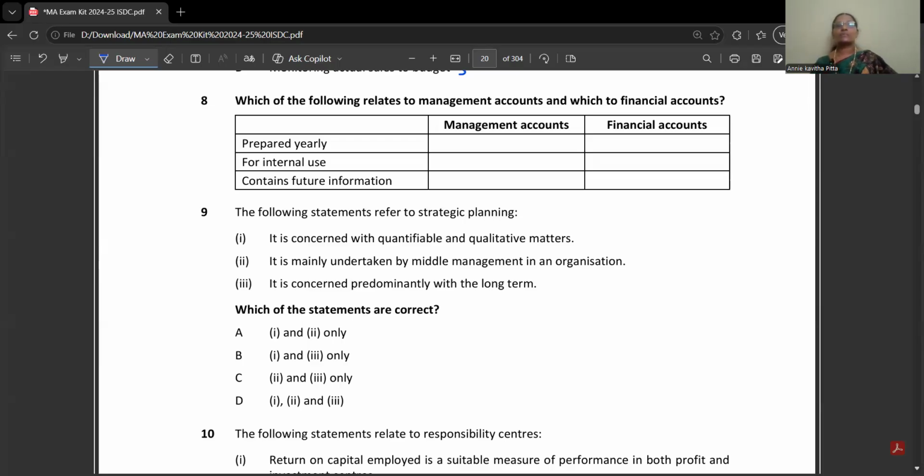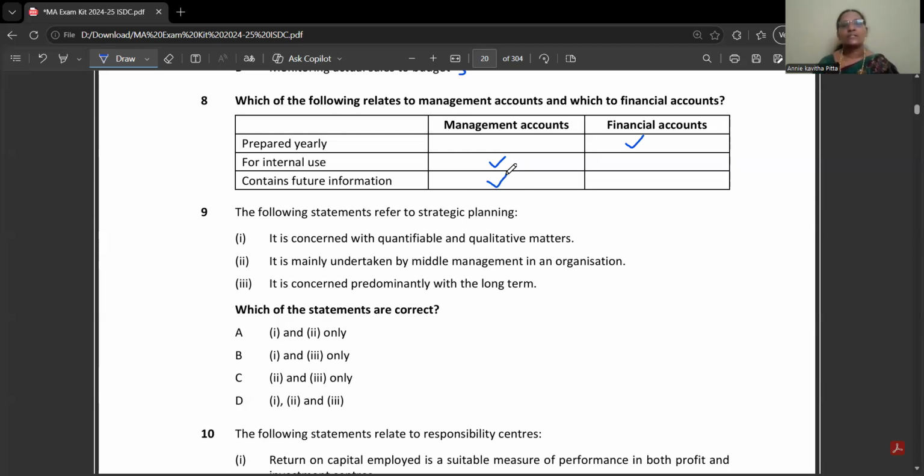which one applies to management account, which one applies to financial accounts is what we have to look into. So it is prepared yearly. That is what it says. Which one is prepared yearly? We see that the one which is prepared yearly is financial accounting. Management account, whenever they require, they prepare that. Then for internal use, this is for internal use, management accounts. Financial accounts is for external use. Management accounts contain future information. Financial accounts do not contain any future information. Management accounts contain future as well as the past information also.